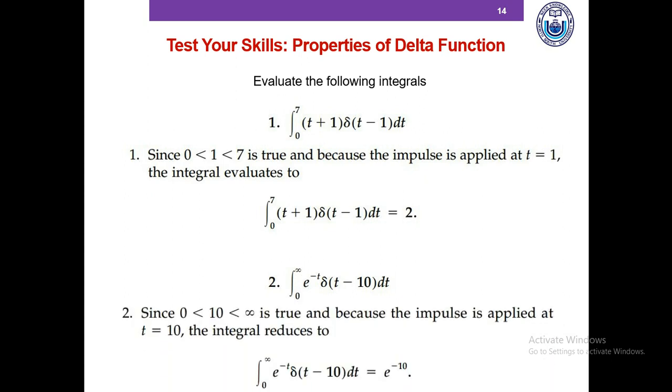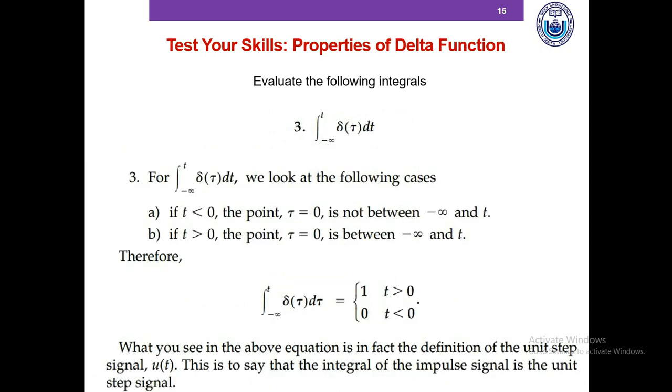So hopefully you've been able to solve this problem. Again, 10 lies between 0 to infinity, so phi of t here is e to the minus t, and we just apply the sifting property to solve this problem.